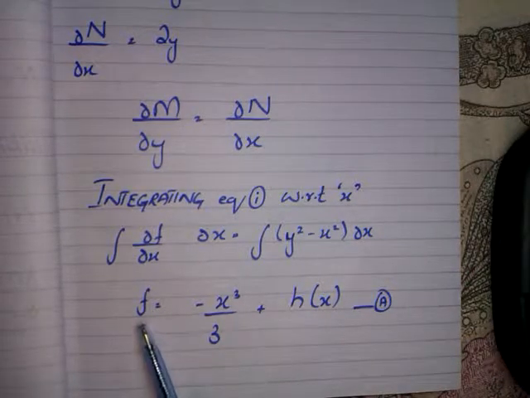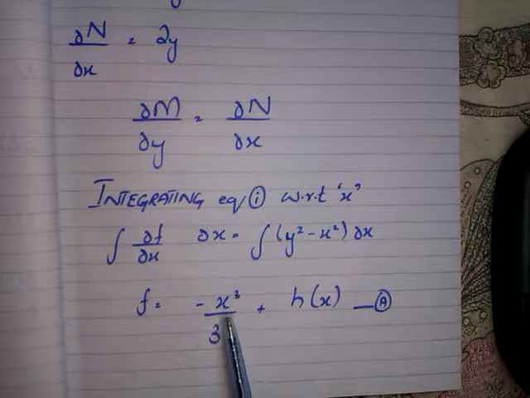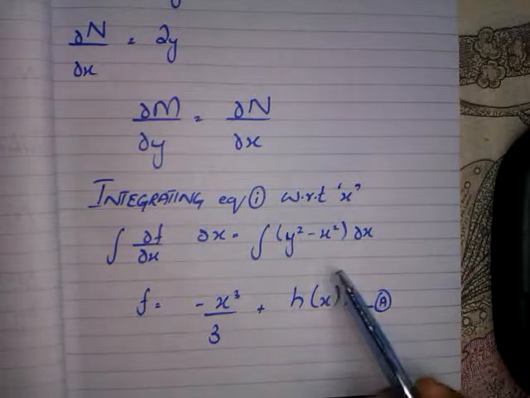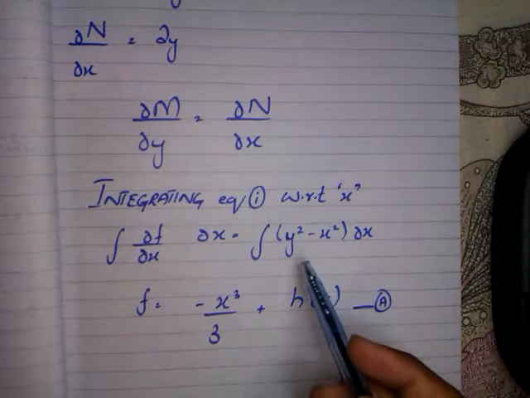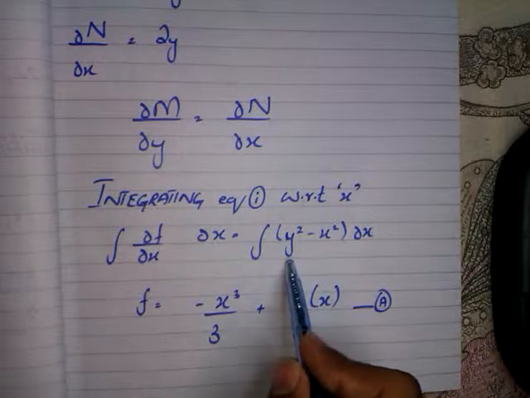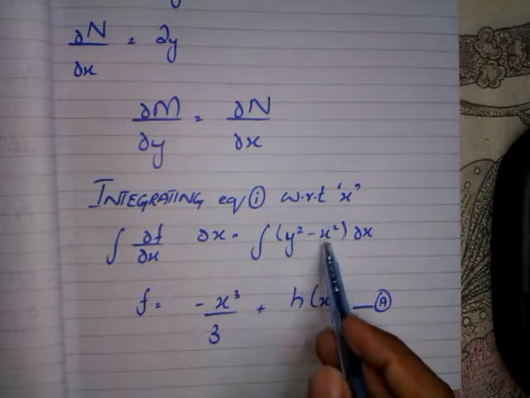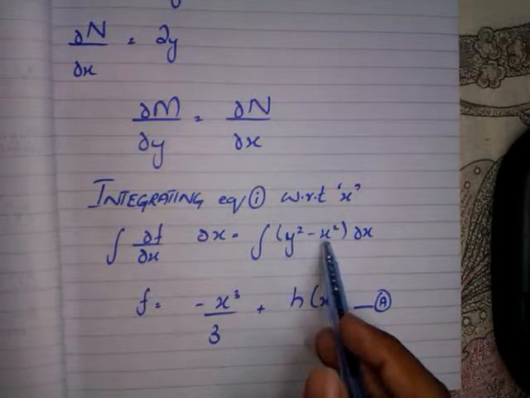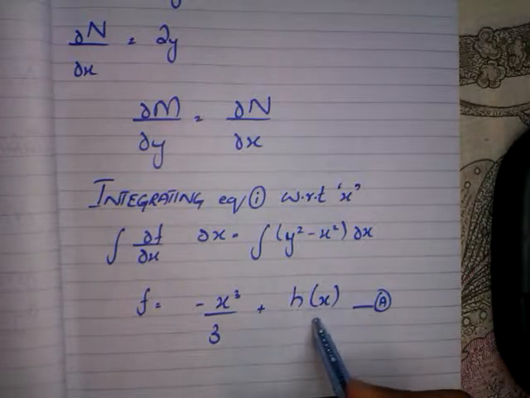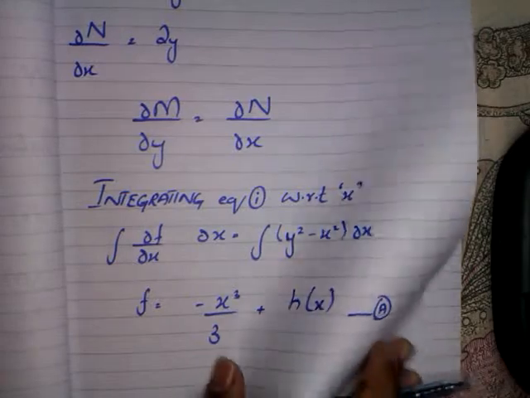Its integral will become f equals y²x minus x³/3 plus h(x), because we have integrated with respect to x. So that means y is treated as a constant, the integral of x² is x³/3, and h(x) is the constant of integration, a function of y only.